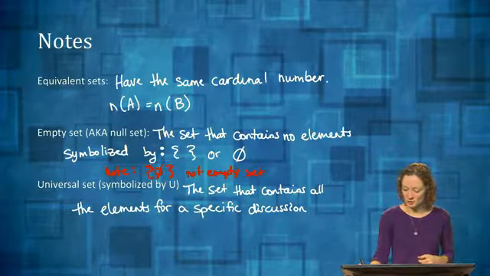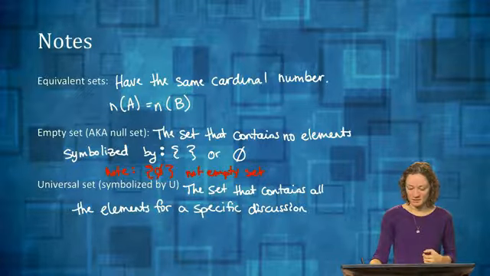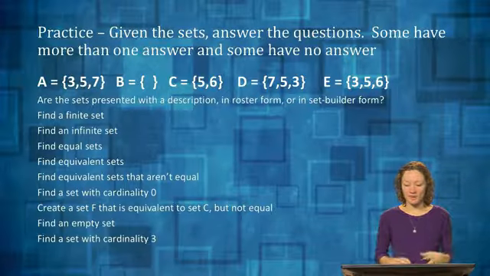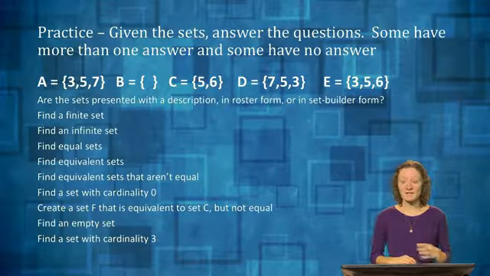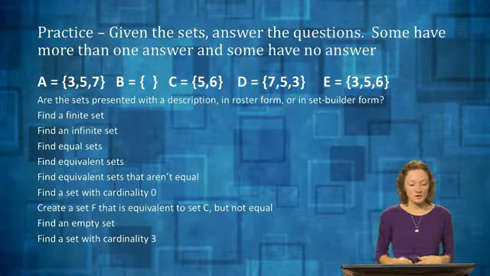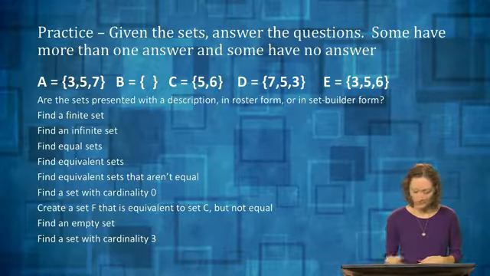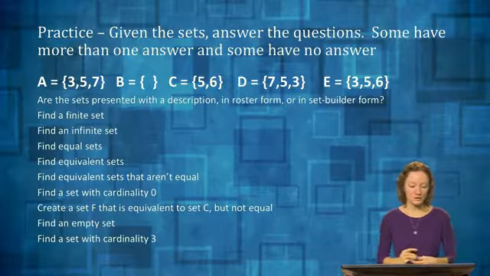All right, so then let's do a little practice with these definitions to make sure you have a good understanding of them. So given the sets, answer the question. Some of them have more than one answer and some of them have no answer. So these are the given sets. We have A, B, C, D, and E. You can simply use those letters to answer. And then go ahead and answer each of the questions there.